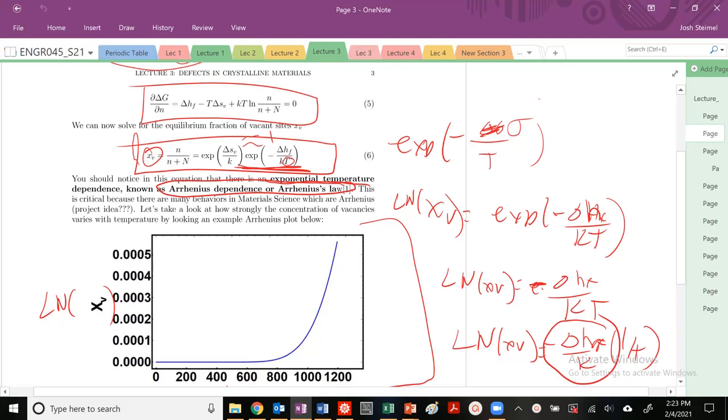Alright, we are back today and we are going to get into equilibrium concentration of vacancies, how to approach it, and reading these Arrhenius relationships.